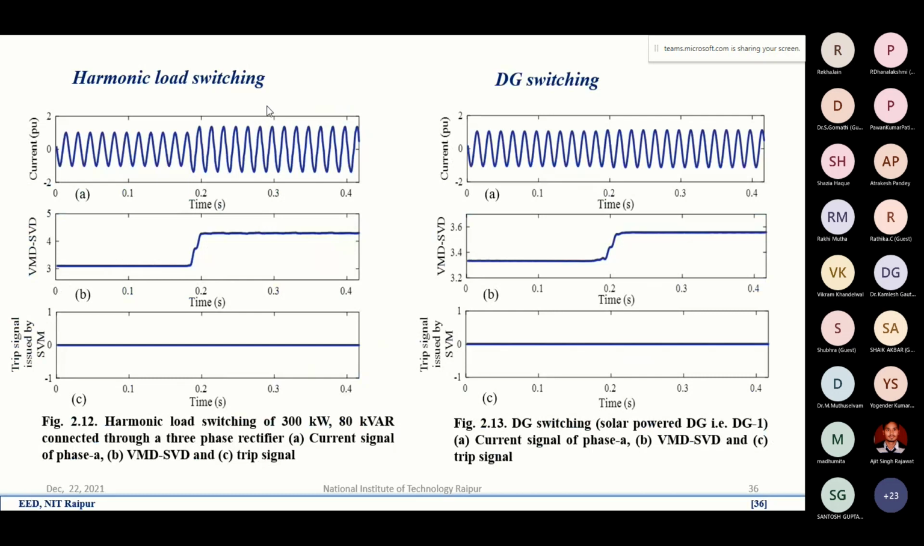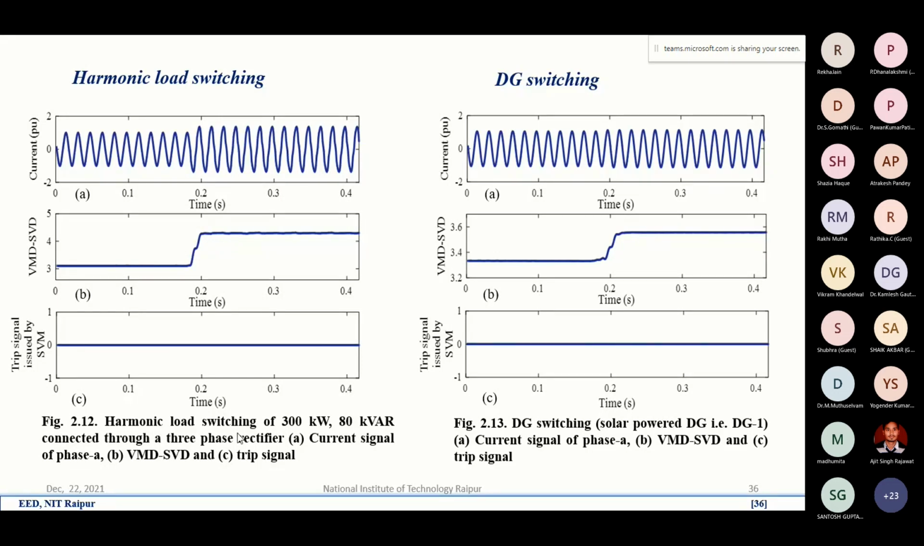We all know that switching events are events which are to be considered by the relaying scheme as non-faulty. No trip signal should be issued. So here you can see that at this point we have switched in the harmonic load and there is a slight increase in the current, and here we have switched in the DGs. With switching at this point, you can see the feature vector is less than 5 per unit. So if it is less than 5 per unit, no trip signal is issued.